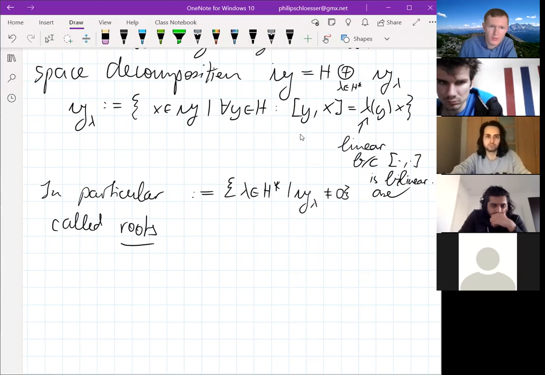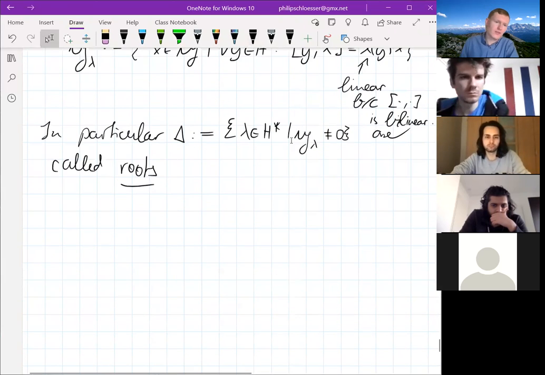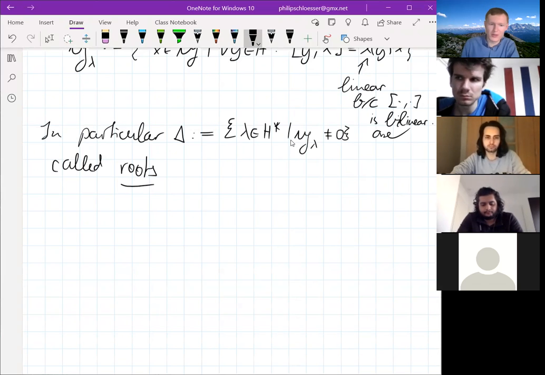Maybe I should call them... yeah, I think they're called delta, not lambda. And these roots form a very interesting geometric structure, namely that of a root space. And you can draw it very nicely because usually this H is low dimensional, so its dual has the same dimension.